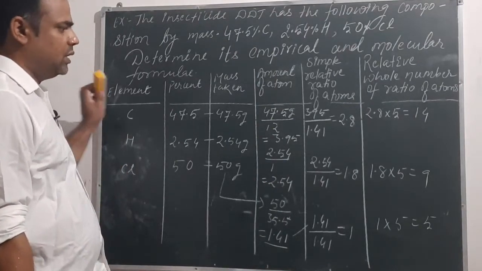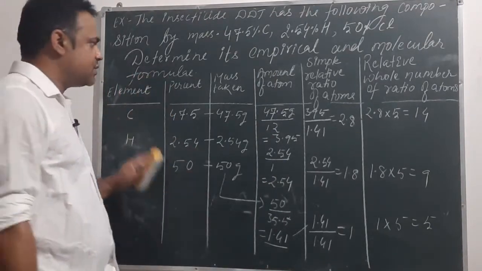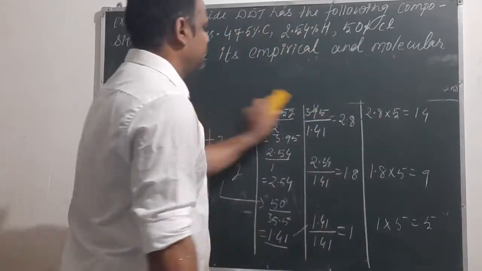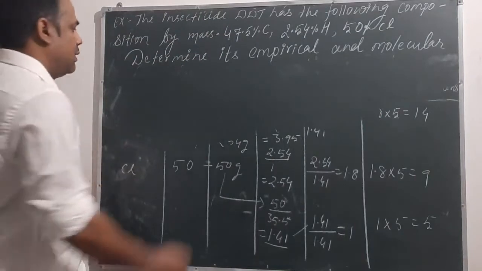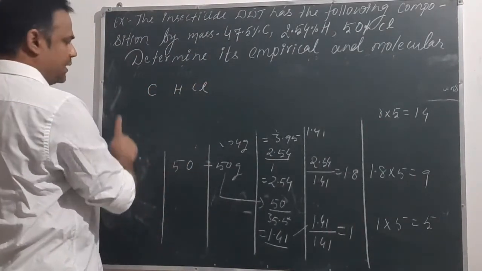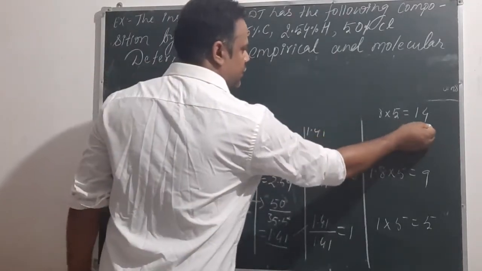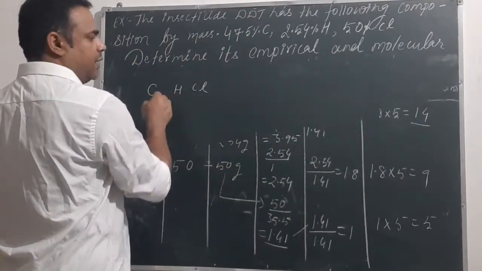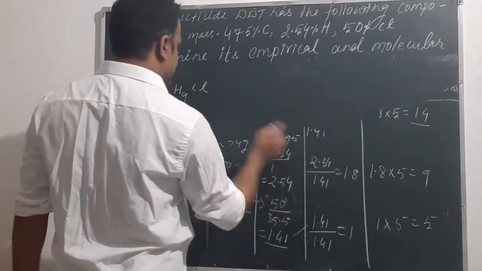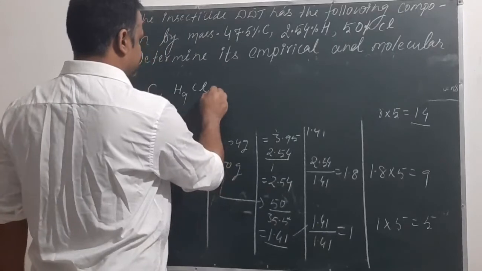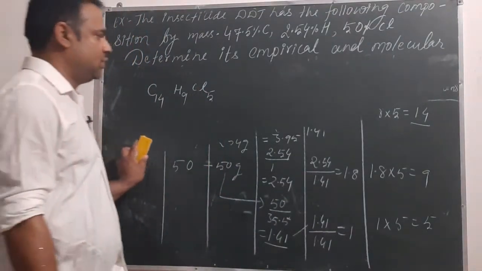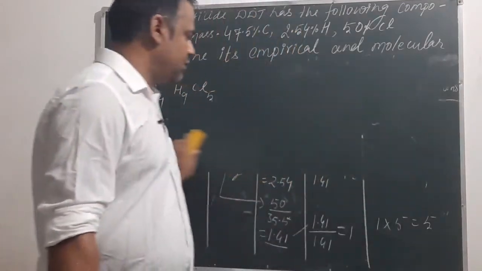After getting values from this table we'll apply this. We have the elements carbon, hydrogen and chlorine. The whole number ratio for carbon is 14, so C14. For hydrogen it is 9, H9, and for Cl it is 5. This is the empirical formula of the compound.